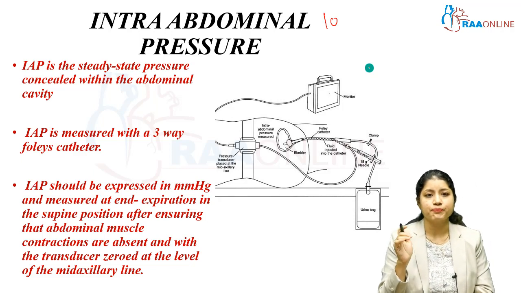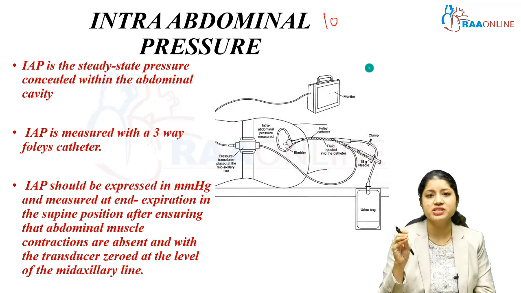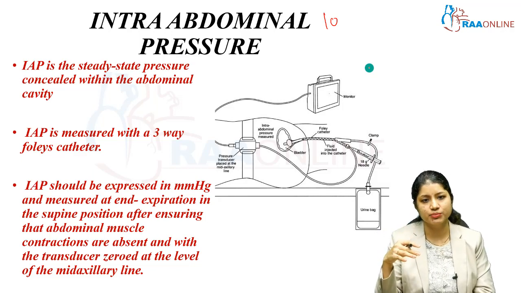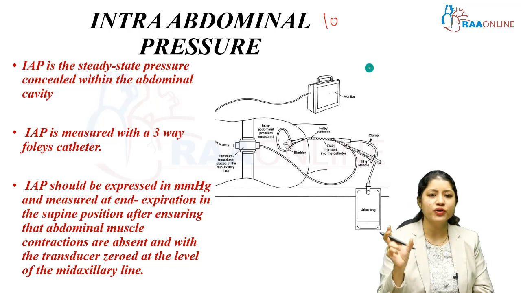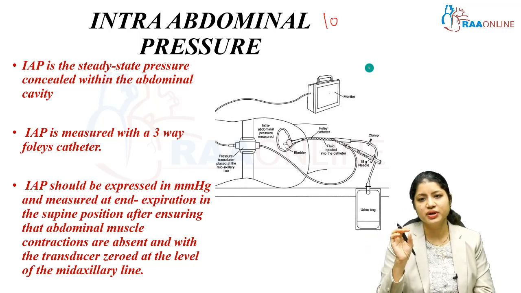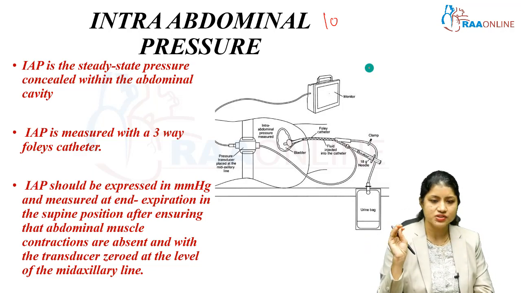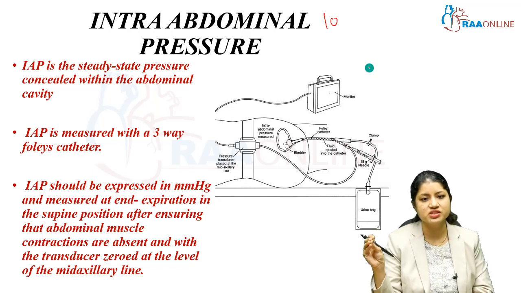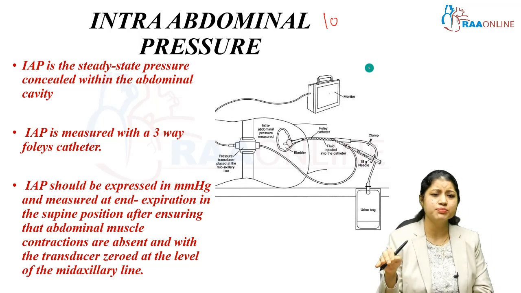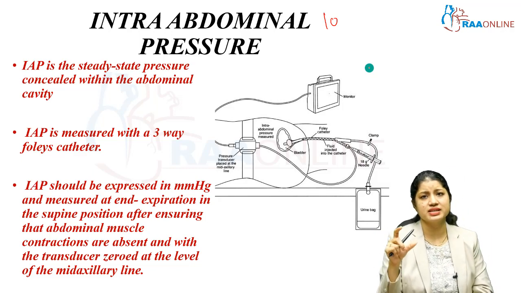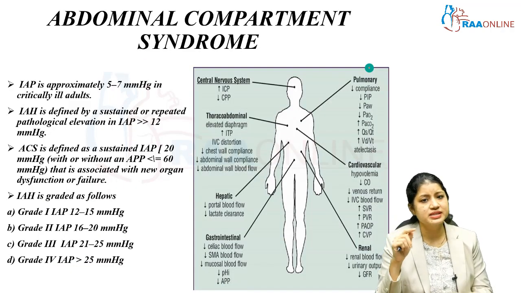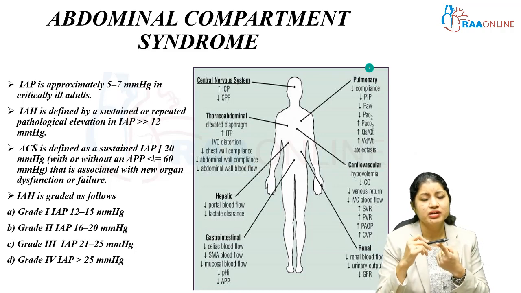So, what is IAP? IAP is a steady state pressure concealed within the abdominal cavity. There is always some amount of pressure inside the abdominal cavity, usually around 5 to 7 mm of Hg. How do you measure IAP? It is measured using a 3-way Foley's catheter. It is expressed in millimeters of mercury and is measured at end expiration, with the patient in supine position, after ensuring that the transducer is at the level of the mid-axillary line. So IAP is approximately 5 to 7 mm of Hg.